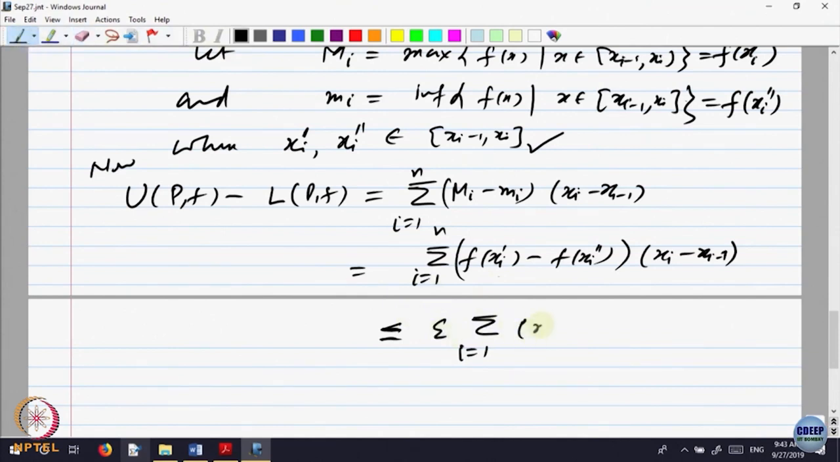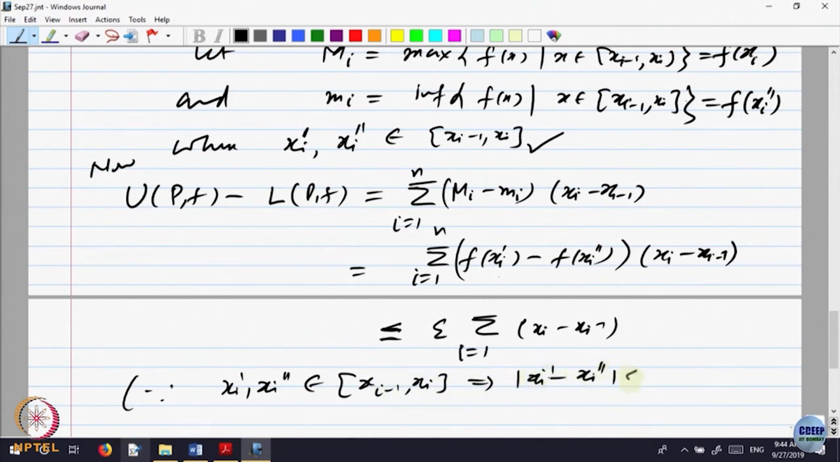times x_i minus x_{i-1}, because x_i dash, x_i double dash both belong to the interval x_{i-1} to x_i, implying that the distance between them is less than delta, and that should be okay to say that, implying that f of x_i dash minus f of x_i double dash is less than epsilon, right, by uniform continuity.